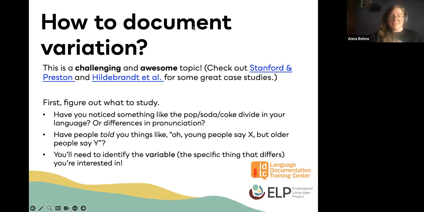So a starting place is to identify the variable, we call it, and this is the specific thing that's different. Identify one or maybe a couple of variables, like what is the word for a sugary fizzy drink? Or, how do you pronounce cow, right, in this town versus this town?